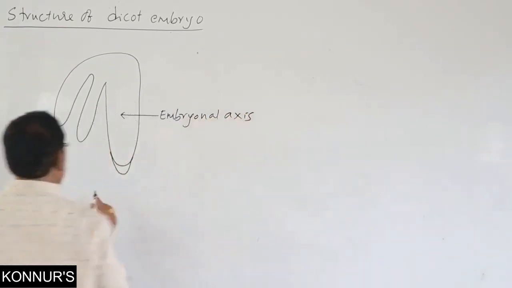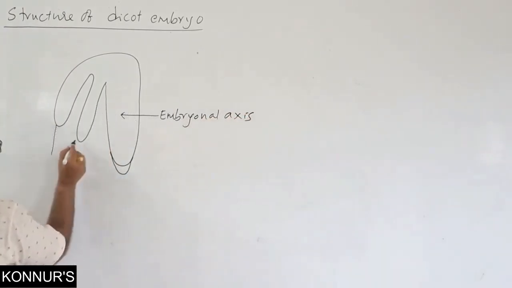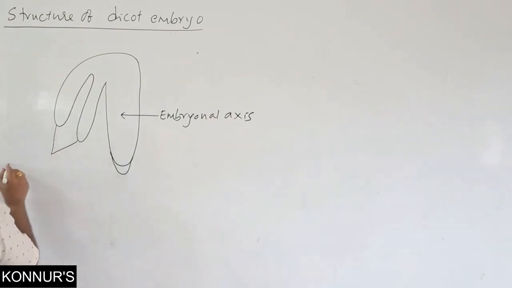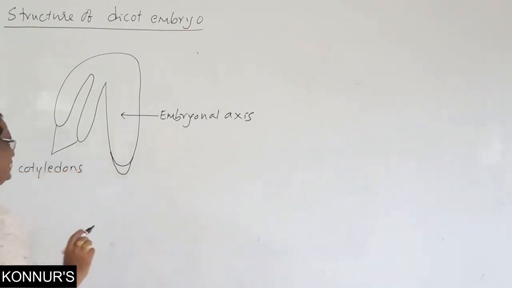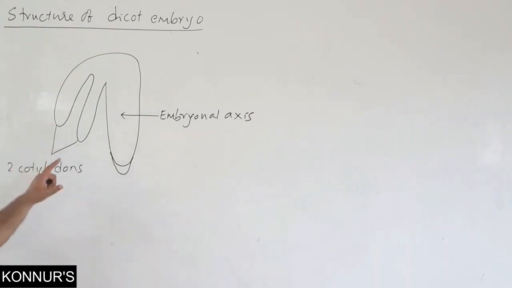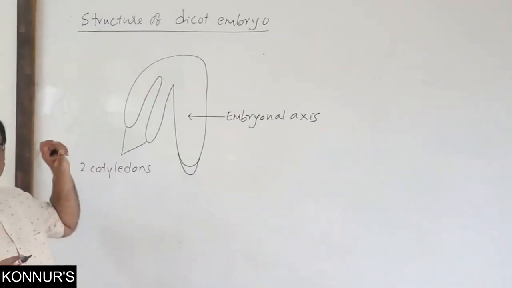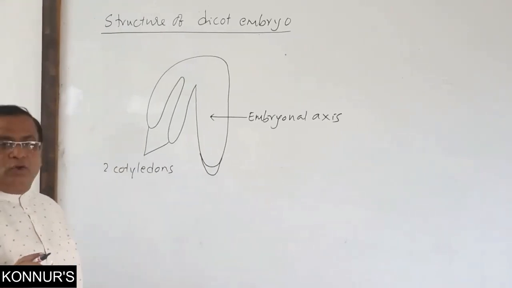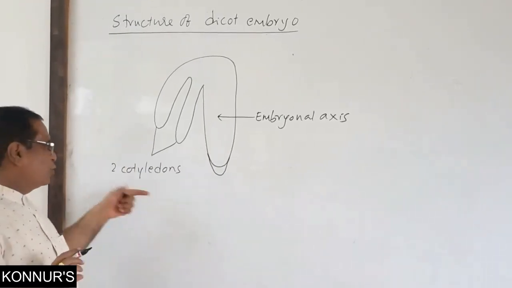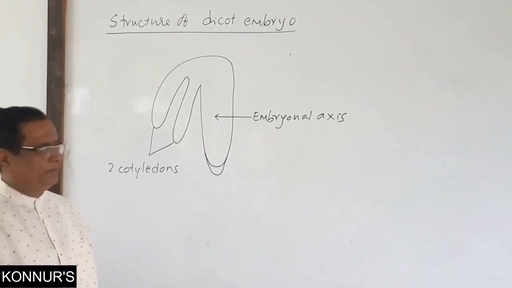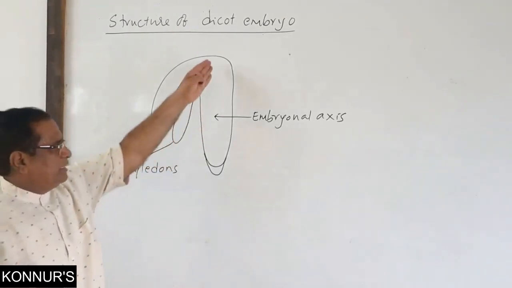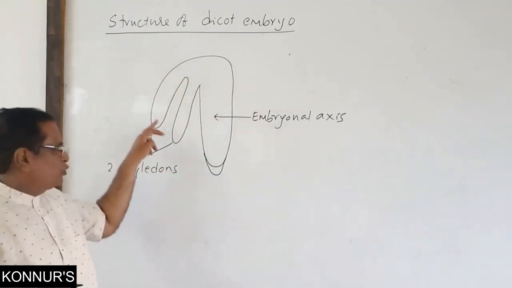As it is a dicot, it has two cotyledons where food is reserved. As the seed of dicot plants has two cotyledons, hence the name dicotyledons. This is the embryonal axis and two cotyledons.